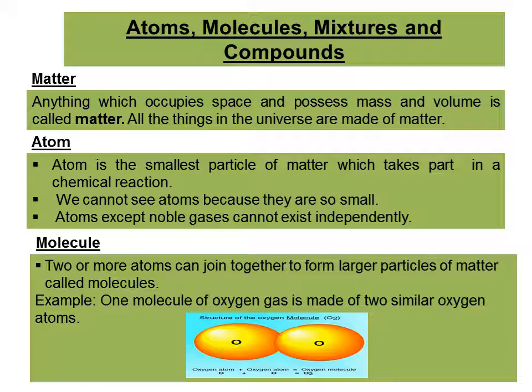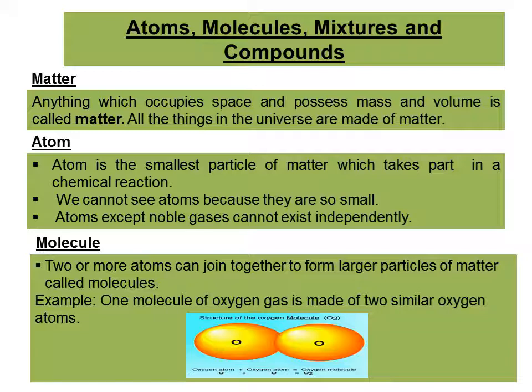The smallest group of the atoms, may be two atoms, may be more than two atoms, can join together to form larger particles of the matter, that is called molecule. Molecule is such an entity, such a particle that can exist independently. So the atoms may share by covalent bonds, they may share by coordinate covalent bonds, they may share by ionic bonds. So there are various methods of sharing of the atoms. Once the molecule is formed, that is the stable structure.